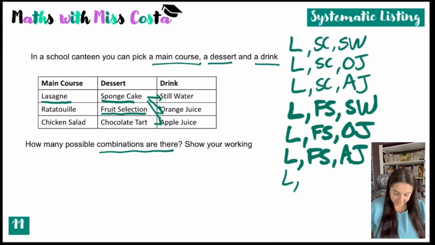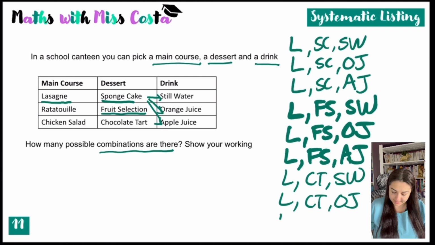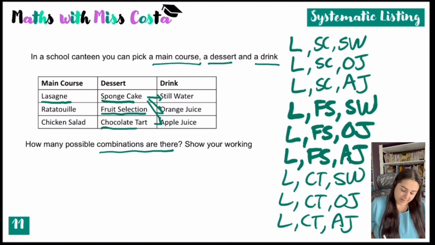So you've got lasagna, chocolate tart and still water, lasagna, chocolate tart and orange juice, lasagna, chocolate tart and apple juice. Now that is quite time consuming, but it has to be done. So I've covered all my bases. So that's 1, 2, 3, 4, 5, 6, 7, 8, 9 options for lasagna.